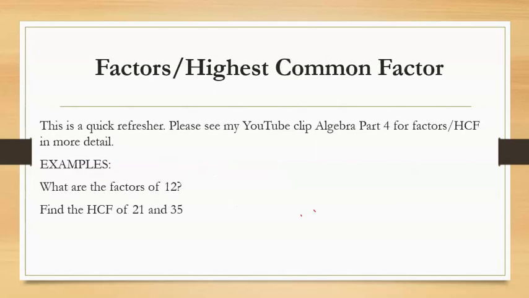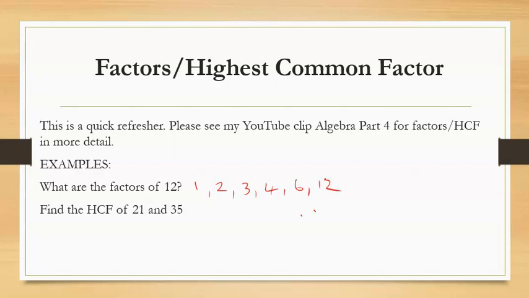So just a quick refresher on factors and finding the highest common factor. Please see my YouTube clip Algebra Part 4 for factors and HCF in more detail. First of all, what are the factors of 12? The factors of 12 are all of the numbers, including 1 and 12, that fit evenly into 12 with no remainders. So they are 1, 2, 3, 4, 6 and 12. They all fit into 12 and they are the factors of 12.